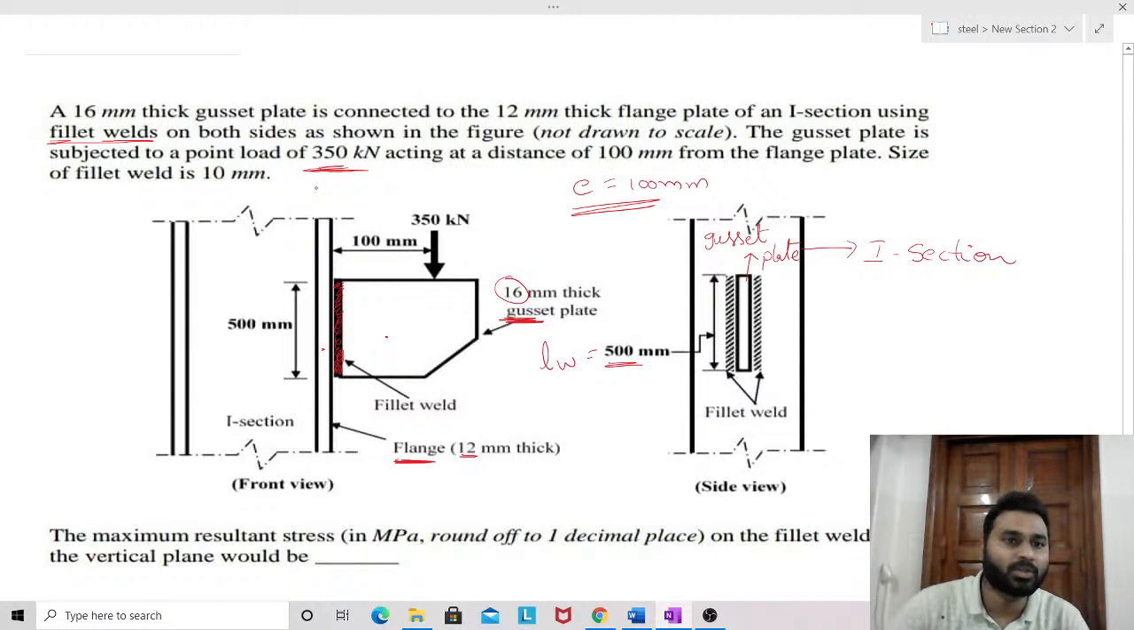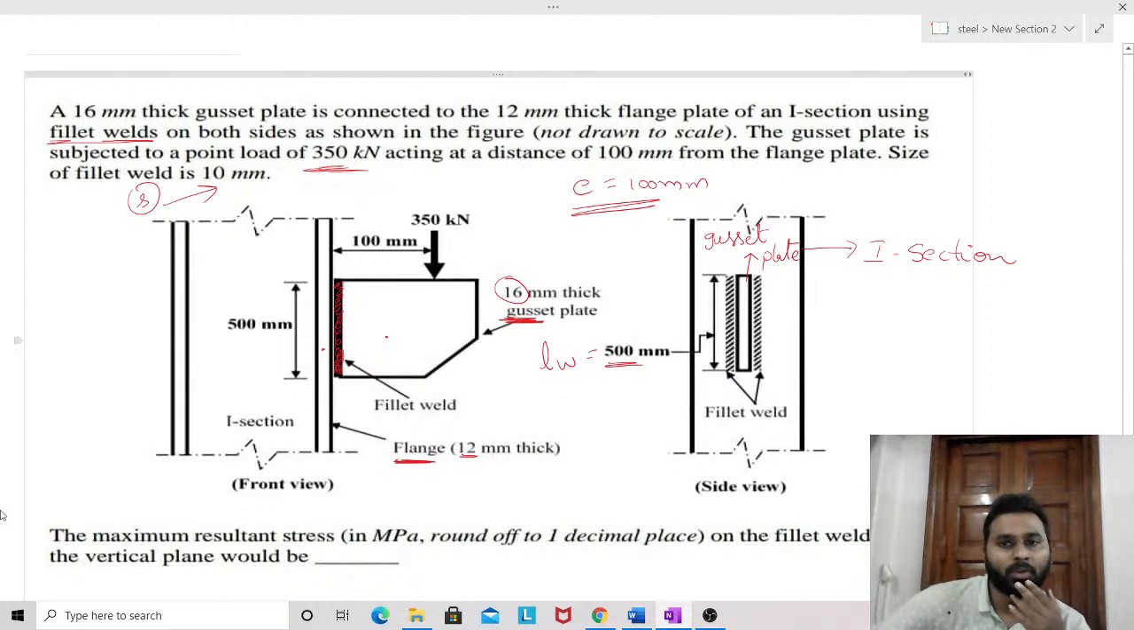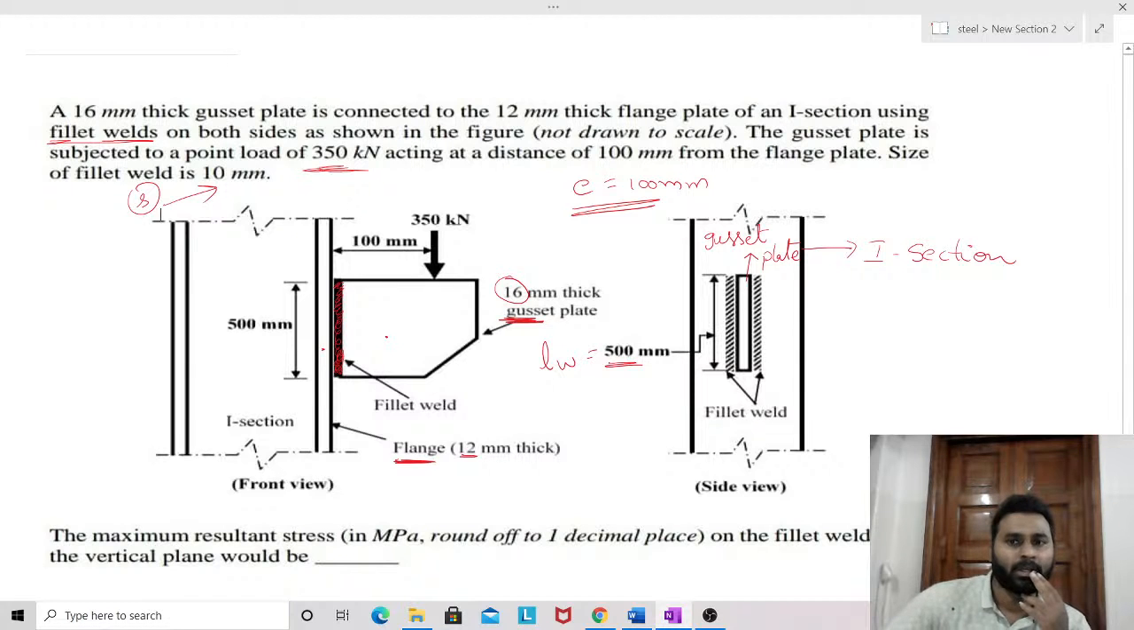Size of the fillet weld. We represent size with S. How much is the size? 10 mm, mentioned in the question. So these are the given informations. Once again I'll read out the question.